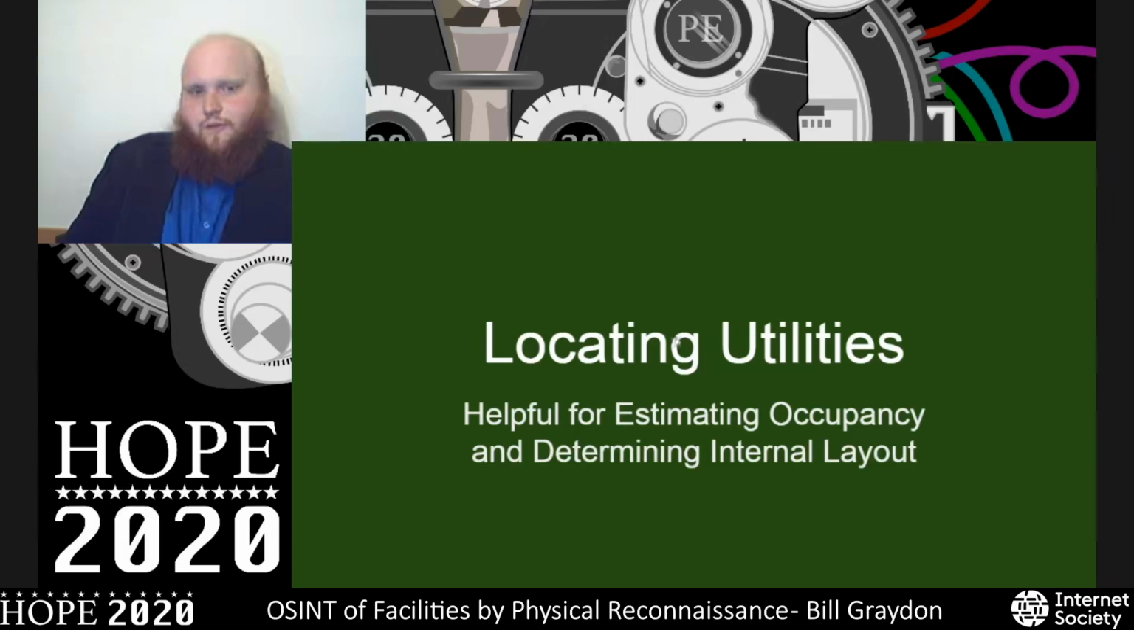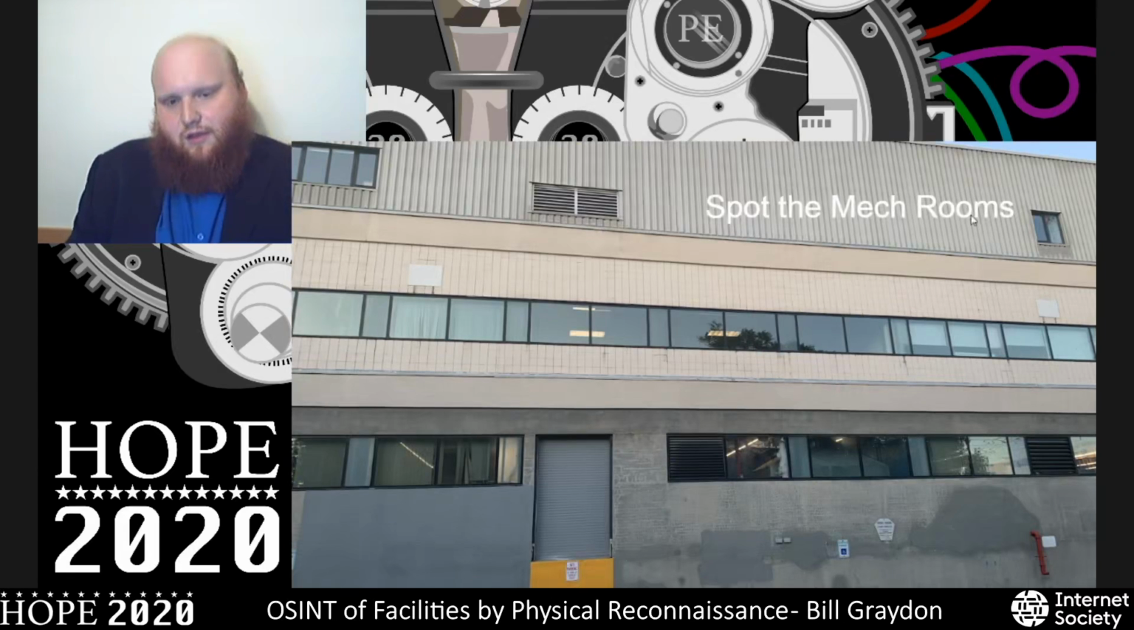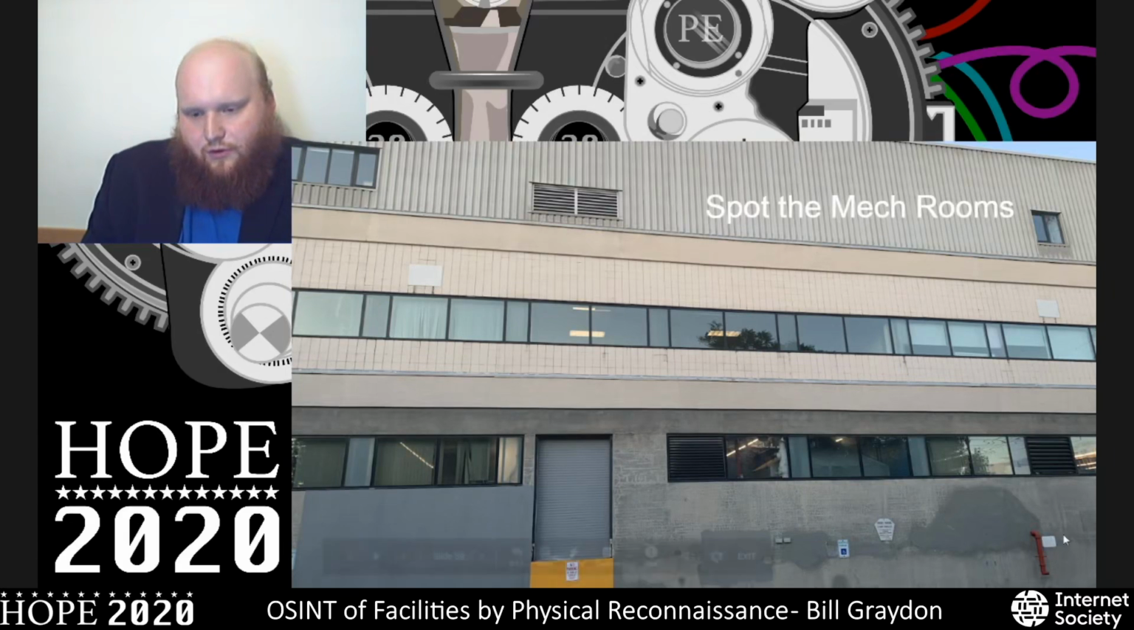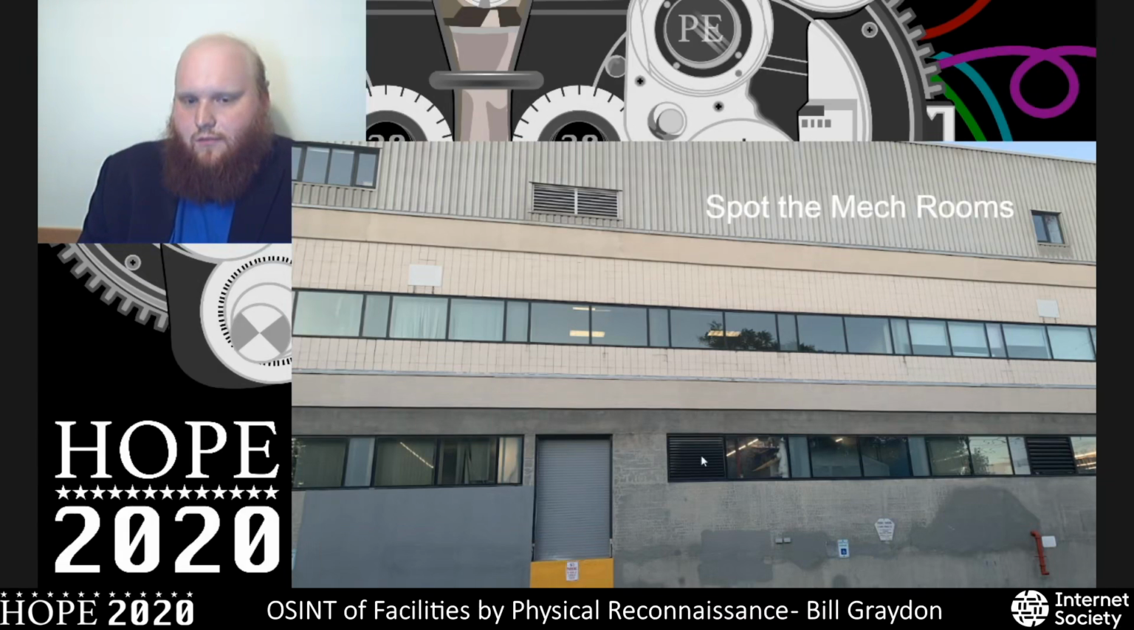Utilities are also very, very useful for determining the internal layout. So we can locate them by looking for cues like this fire standpipe here, as well as seeing a mechanical room through the window. In this particular case, can we spot the mech rooms? Well, we notice there's a fire standpipe there. We can see pipes in this window, and these two louvres here. So there's likely a large mechanical room there.